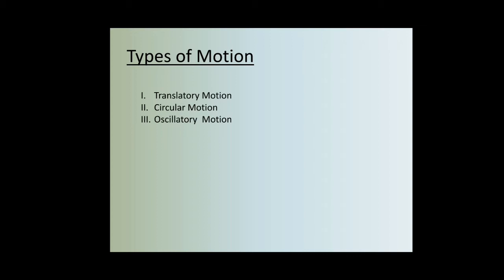We will be continuing with the chapter motion. In this chapter, we have already learned about types of motion. There are three types of motion: translatory motion, circulatory motion, and oscillatory motion.